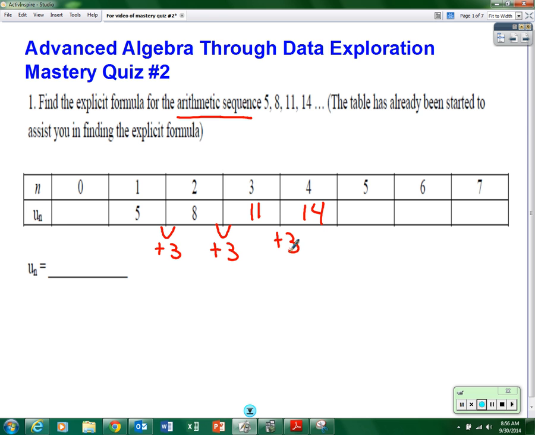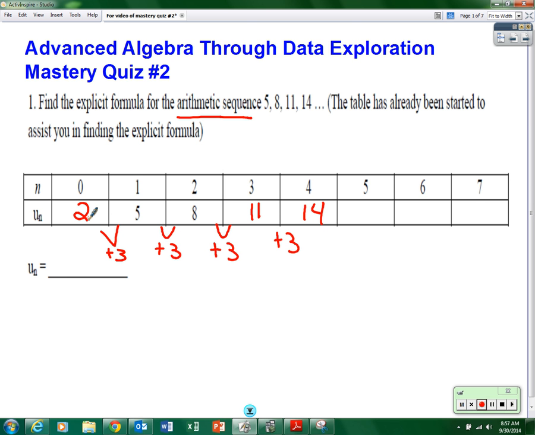Now, you don't have to fill in the rest, but we do need to know what goes under the 0, because that's very important in order to write our explicit formula. So if we go backwards from 5, well, then that should be a 2. 5 minus 3 is 2. Okay? 2 plus 3 is 5. So hopefully that wasn't too difficult.